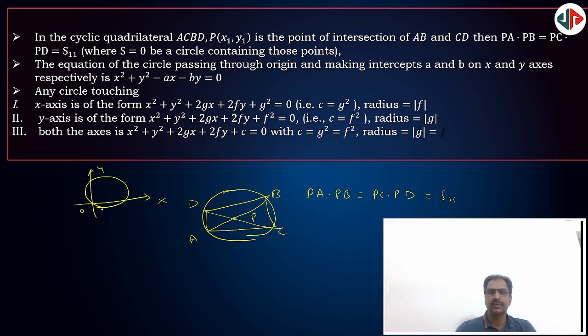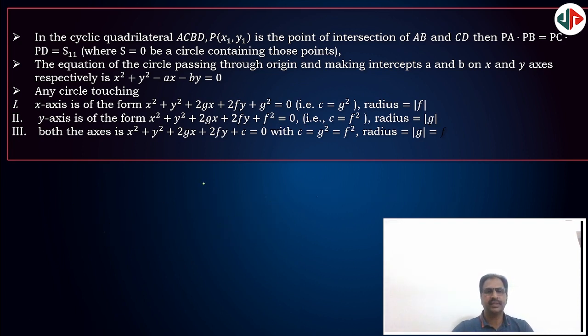As I already told you, what is the meaning of x-intercept? If a circle intersects x-axis at 2 points, distance between those two is known as x-intercept, which is given as A here. If a circle intersects y-axis at 2 points, distance between those two is known as y-intercept, which is given as B. So if x-intercept and y-intercept are given, and if the circle passes through origin, then the equation of circle is x square plus y square minus ax minus by is equal to 0. Very important formula that has to be remembered. This is the equation of circle passing through origin and making x-intercept A and y-intercept B.